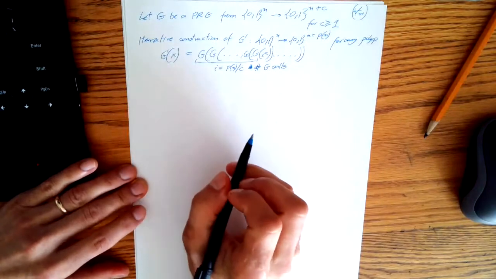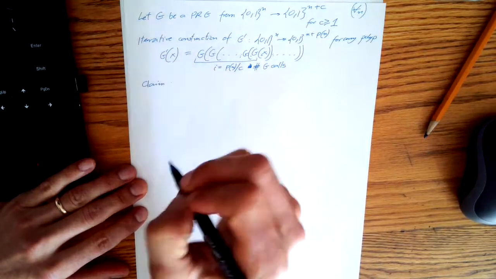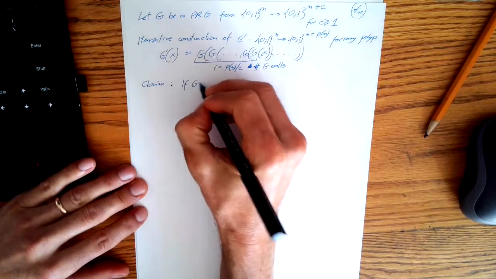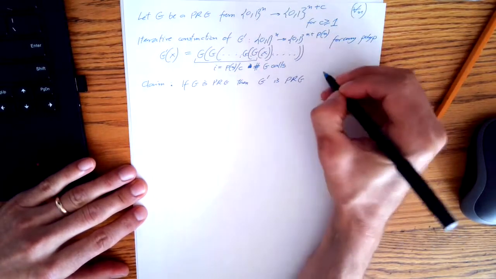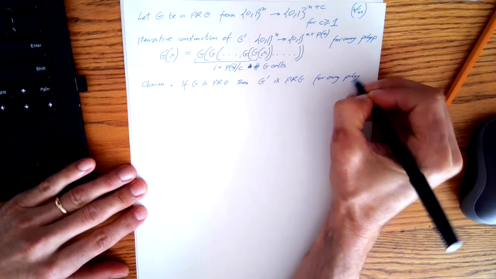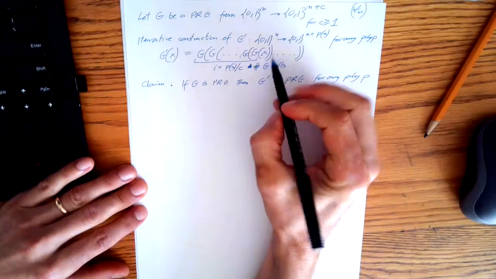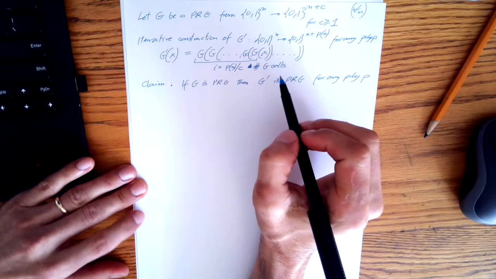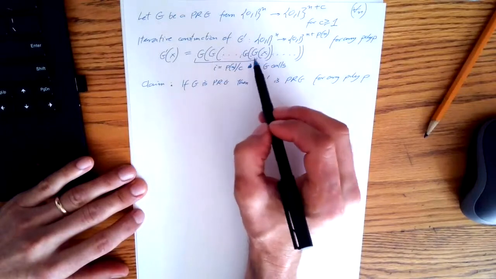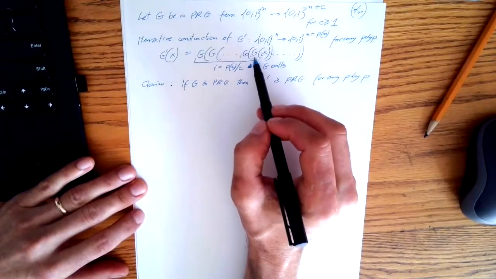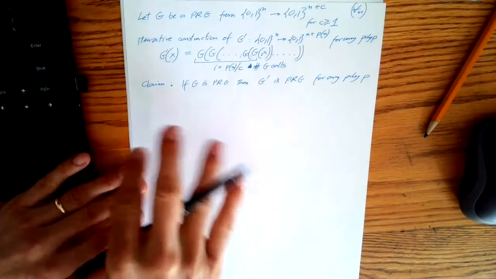The claim that we argued last time was that if G is a PRG, then G prime is a PRG for any polynomial p. No, sorry. Actually, we have done this only for the special case of i equal 2, where we just run G on G's outputs. That's what we did last time. But let's do it more generally here.